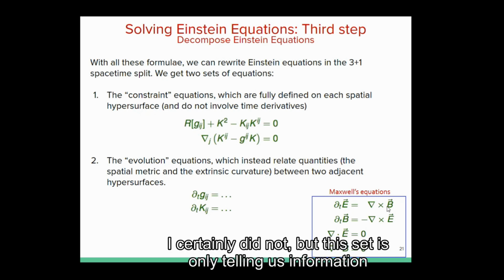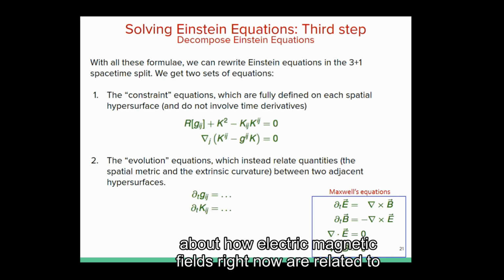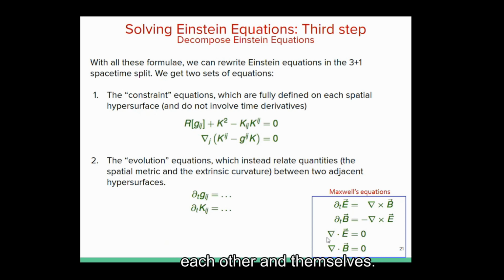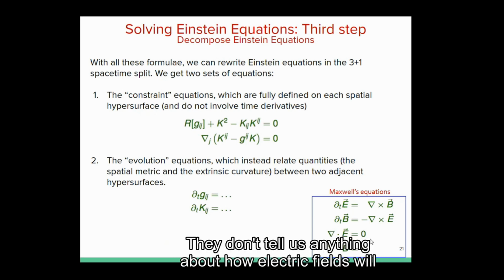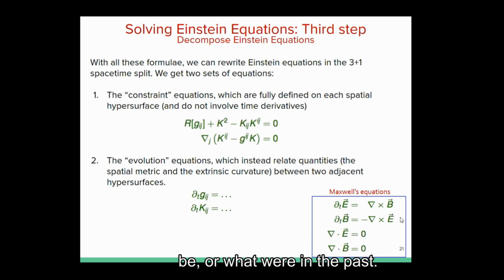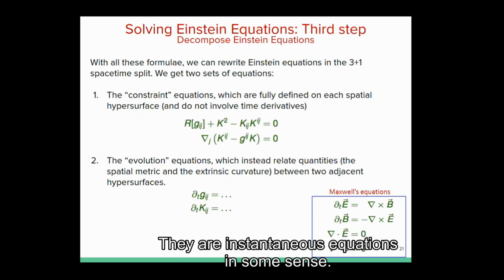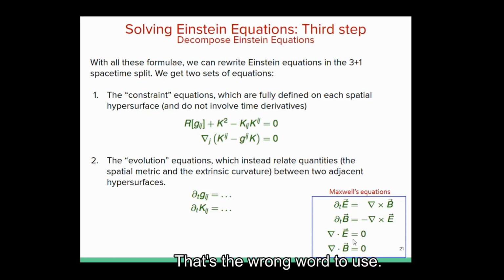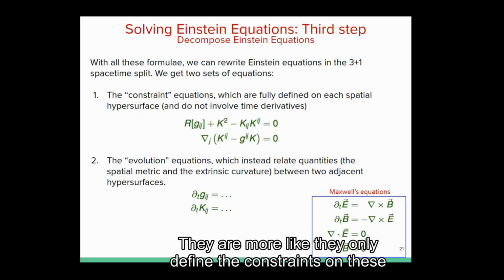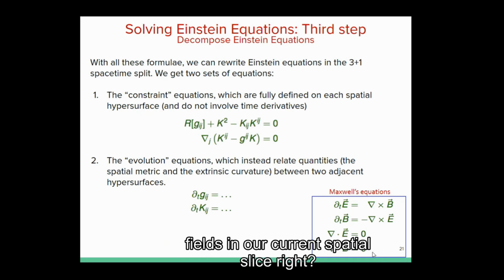I certainly did not. But this set is only telling us information about how electromagnetic fields right now are related to each other and themselves. They don't tell us anything about how electric fields will be or were in the past. They are instantaneous equations in some sense. That's a wrong word to use. They are more like they only define the constraints on these fields in our current spatial space.